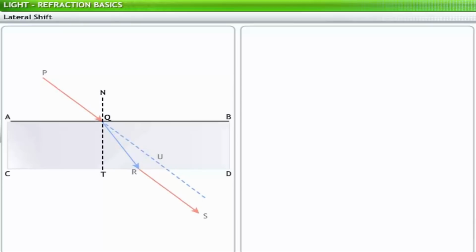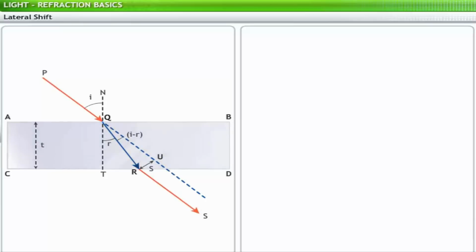NQT is the normal at Q on the face AB of the slab. QT is the thickness of the slab, represented by t. Angle PQN is the angle of incidence of the light ray in air, represented by i. Angle TQR is the angle of refraction of the ray in the slab, represented by r. Hence, angle RQU represents the angle of deviation of the light ray when refracted into glass. It is equal to i minus r.